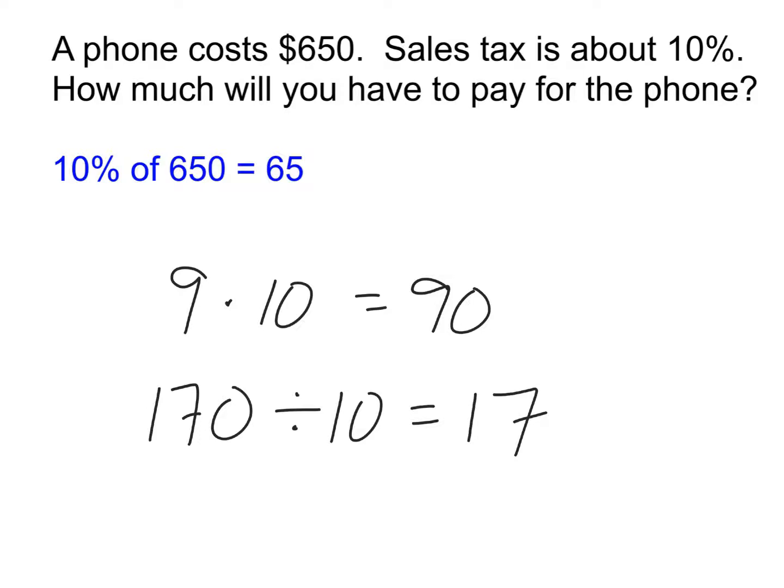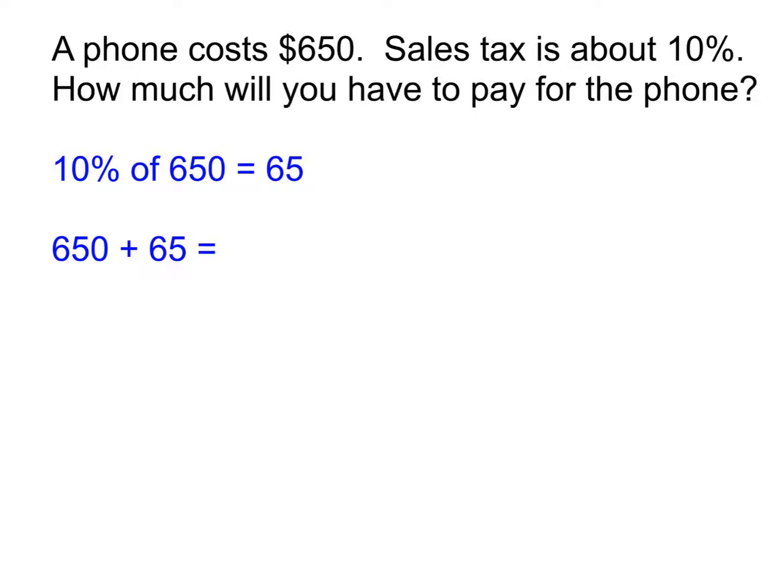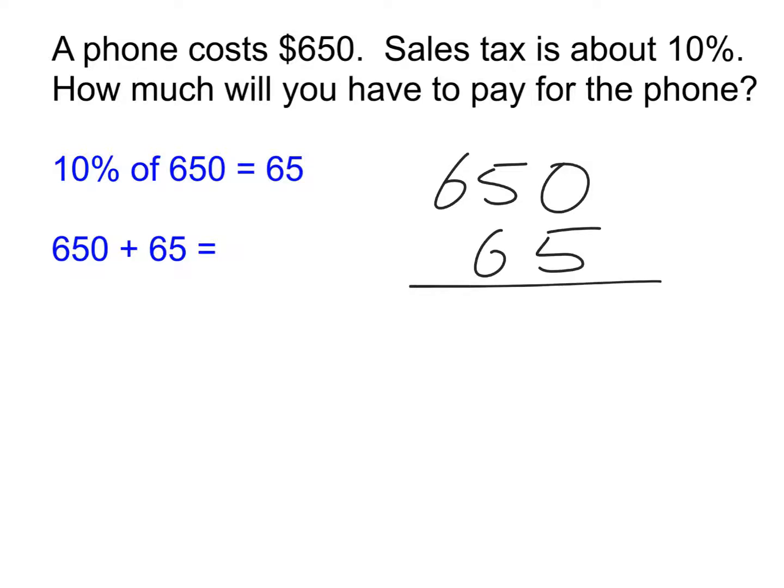All right, so I know my tax is going to be $65. So when I buy this phone, the government gets $65 of my money. If I want to know then how much total I have to pay to walk out the door with this thing, I have to do $650 plus the 65. And again, if you want to actually write that out, figure out what it is, line them up. You always are lining up the right sides because that's where the decimal is.